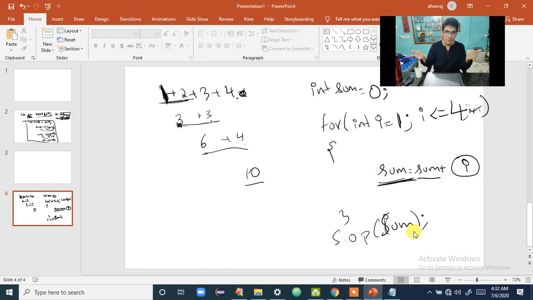There is no more paper now. The for loop will end. And finally, what are you printing? You are printing whatever is there in the sum. What is there in the sum? 1 plus 2 plus 3 plus 4 is there in the sum. I hope it is clear.